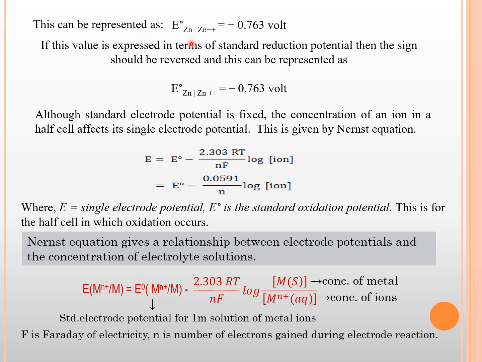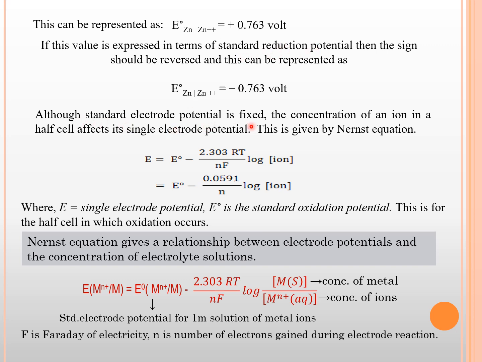This can be represented as E0 Zn/Zn2+, and the value comes out to be plus 0.763 volt. If this value is to be expressed in terms of standard reduction potential, then the sign should be reversed, and this can be represented as E0 Zn2+/Zn equal to minus 0.763 volt. Here we reverse the sign since we are representing it in terms of standard reduction potential.